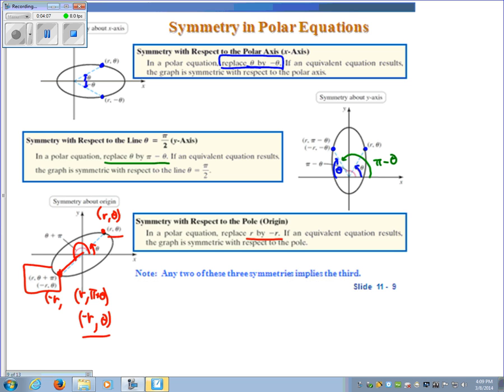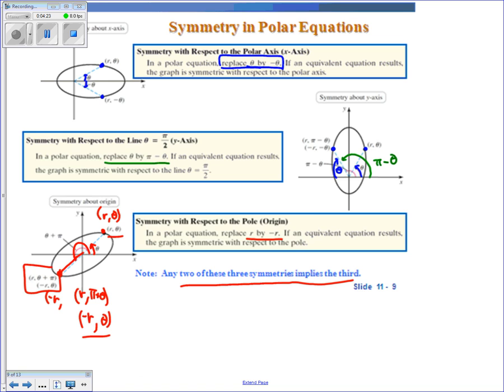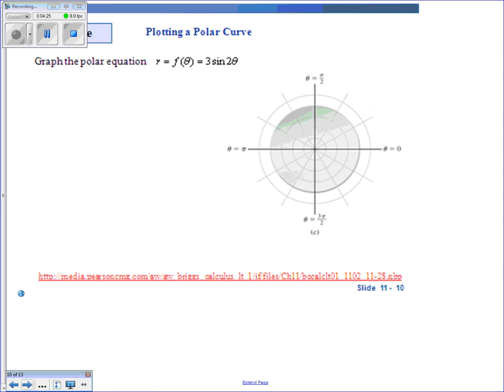So now one thing to keep in mind here is that if two of these symmetries exist, all three of them are automatically going to be true. So any two of the symmetries implies the third one. So that makes it a little easier. You just have to find two of them that work and then know that it will pass all the tests. Okay, I want to graph this one. First thing I'm going to do is check for symmetry about the polar axis.